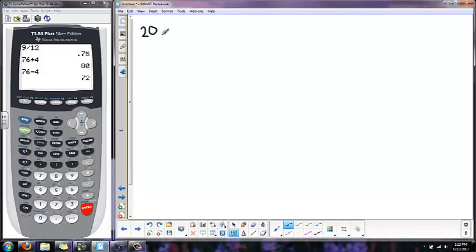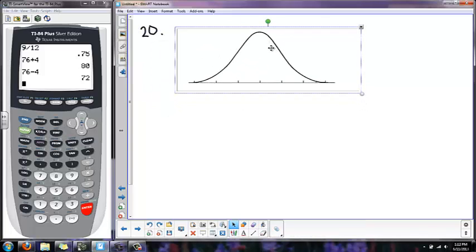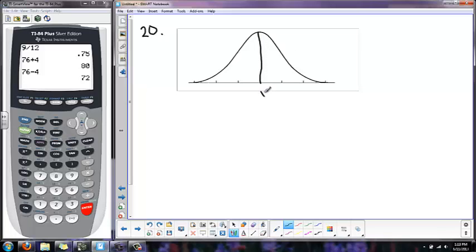Now number 20. On a standardized test with a normal distribution, as soon as you see normal distribution, you draw a normal curve. The mean was 64.3. Okay. And the standard deviation was 5.4. Okay. What is the best approximation of the percent of scores that fell between 61.6 and 75.1?